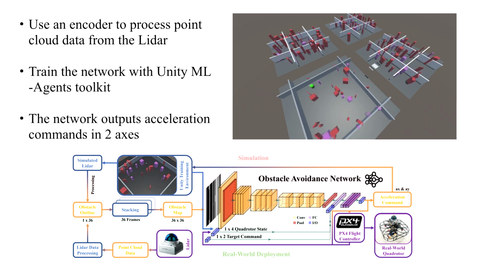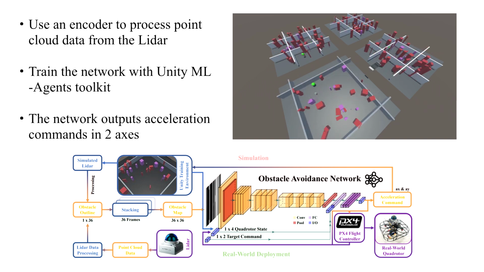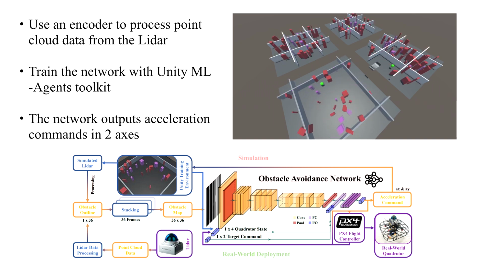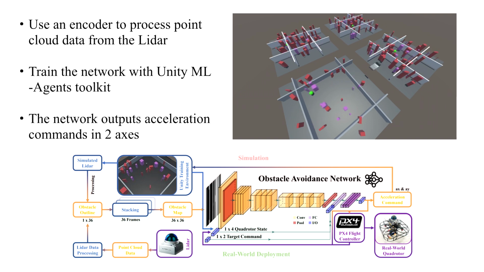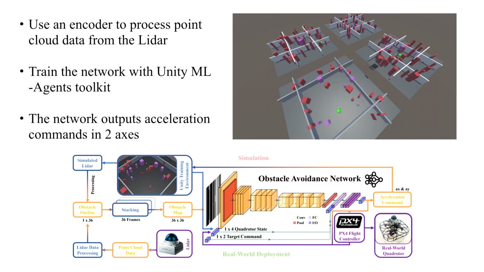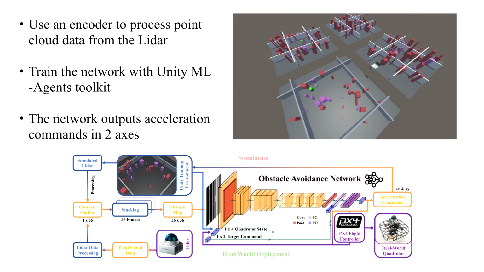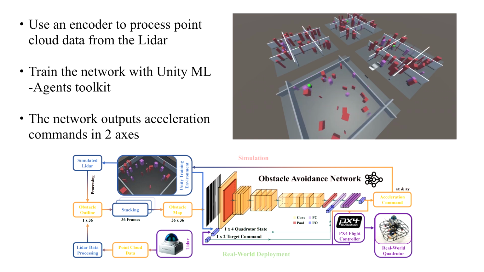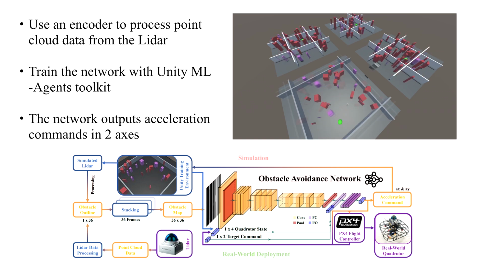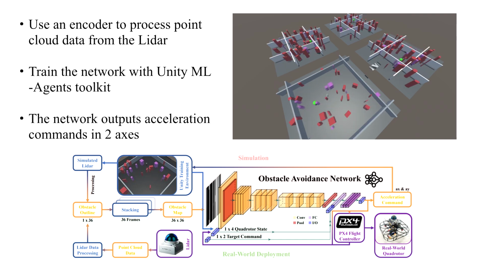We trained a neural network consisting of a residual image encoder and a multi-layer perceptron, which could give acceleration commands to the low-level flight controller, according to the observed obstacle map and the quadrotor's current state. The network was trained by the Unity ML-Agents Toolkit. We set up four parallel agents in the training environment and trained it at 5 times speed.